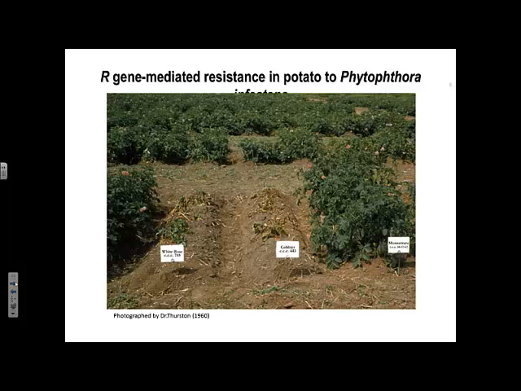Here we have 3 potato cultivars that are infected with Phytophthora infestans. That's a very devastating oomycete pathogen, the causal agent of the Irish famine. These cultivars are essentially highly similar except for one component, the resistance genes. And you can clearly see that after about a month, the outcome is very contrasting. So this drives all these plant breeders and plant pathologists to look for how this R gene-mediated resistance operates.